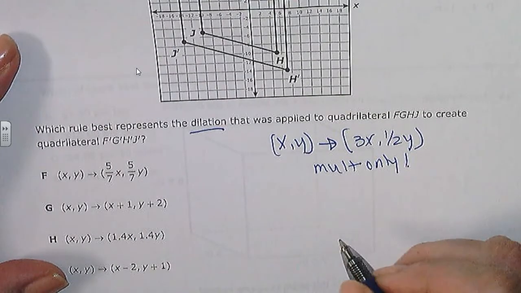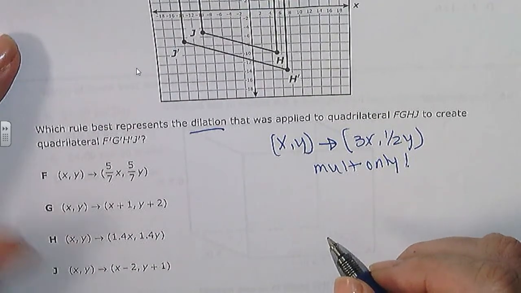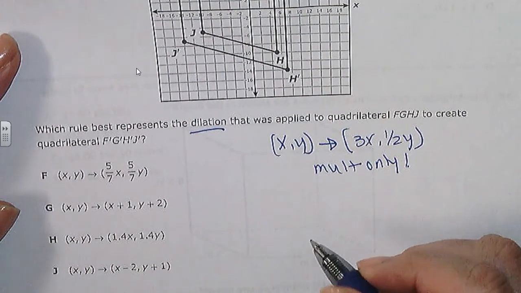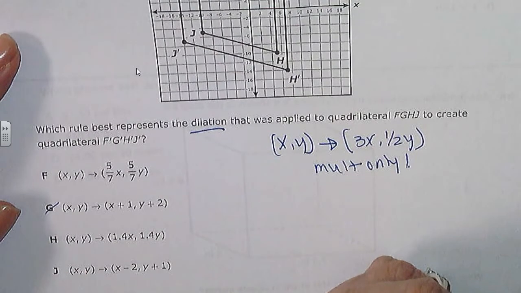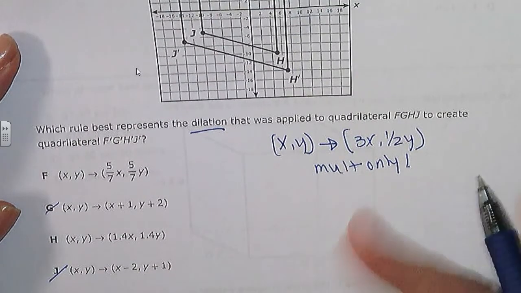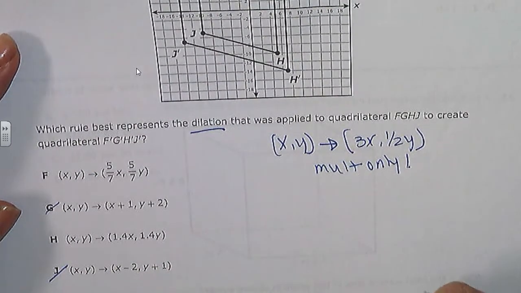So what do you think about choice G? Yeah, I see adding too. No. Well, what about J? No. Yep, now you've got 2 in. And more than likely, 5/7 is the same as 1.4 if you make 5/7 reciprocal and write that as 7/5. So the question is, is it 5/7 or 7/5? So what's the formula for dilation?